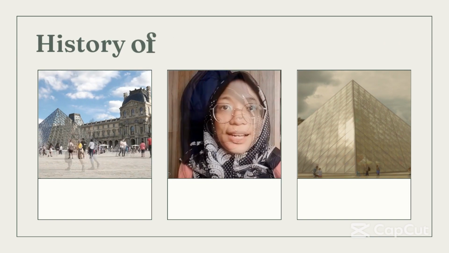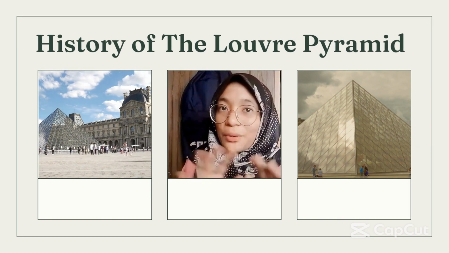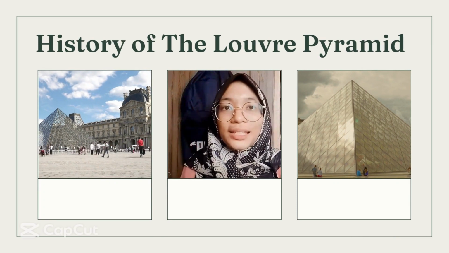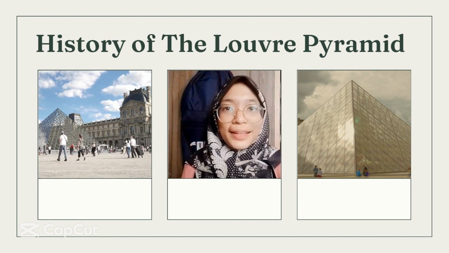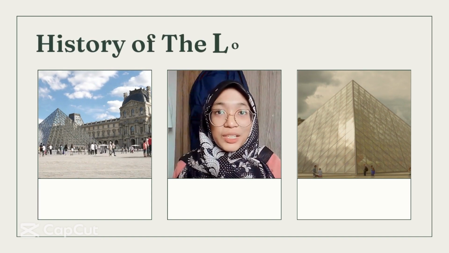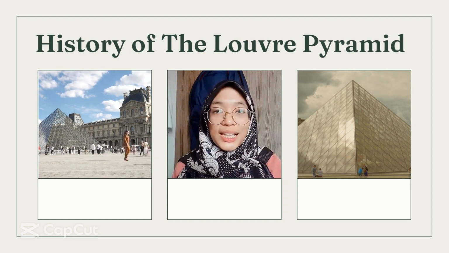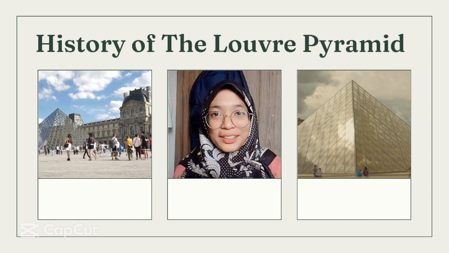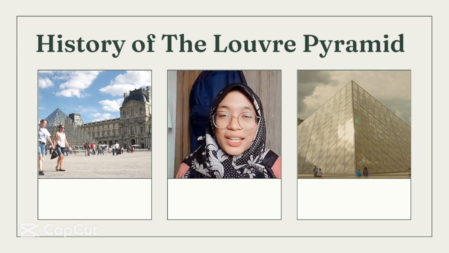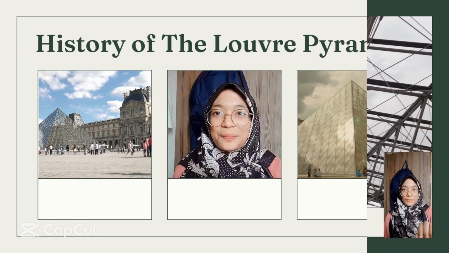IMP designed the pyramid in a way where the visitors would enter the pyramid and descend into the spacious lobby and then make their way into the main loft. Francois Mitterrand, President of France, selected the Chinese-American architect IMP as the architect of the Louvre Pyramid in 1983.